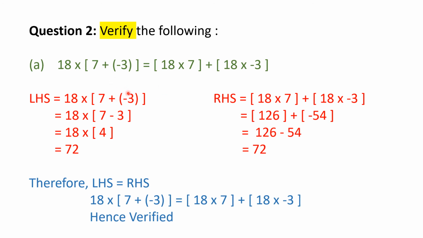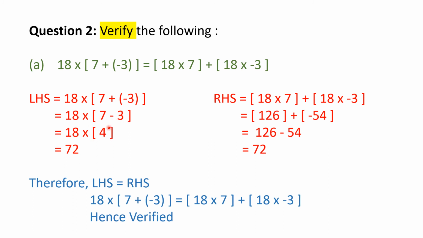So this bracket we have to solve first. How do we solve? Inside the bracket, 18 will remain outside itself. So 18 into 7 plus minus becomes minus 3, right? So 7 minus 3 is 4. So now the bracket is open.